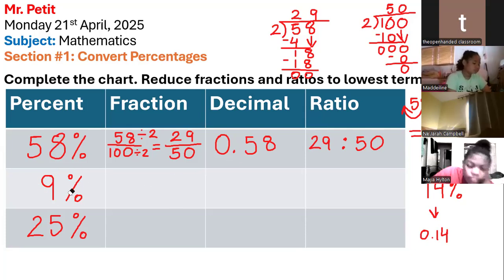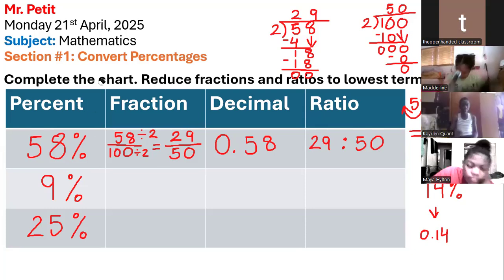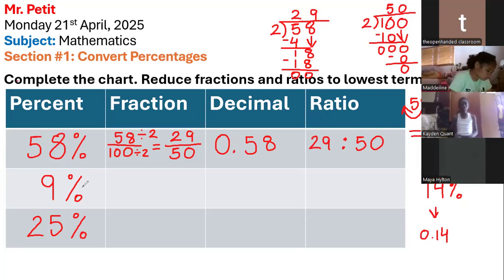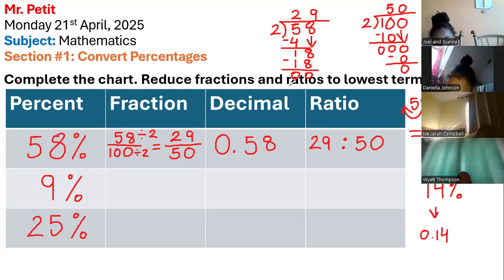Did anyone do 9%? Yes, I did. So what is 9% as a fraction? 9 over 100. Very good. It's already in simplified form, so sometimes you do not need to simplify it. It can't go lower. There are no numbers that can both divide 9 and 100 without leaving a remainder.